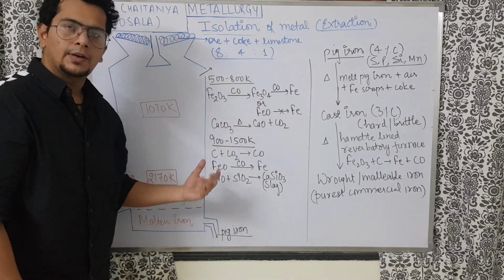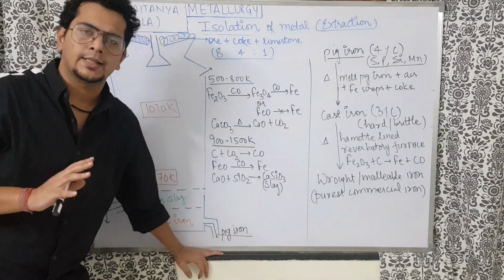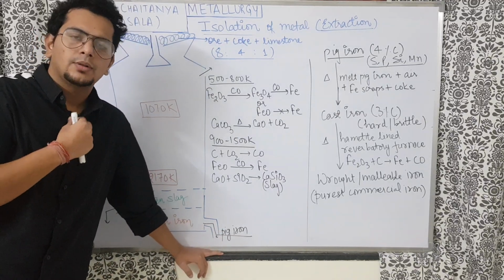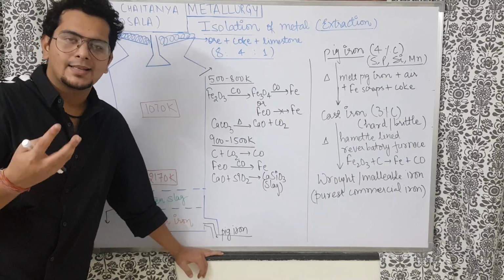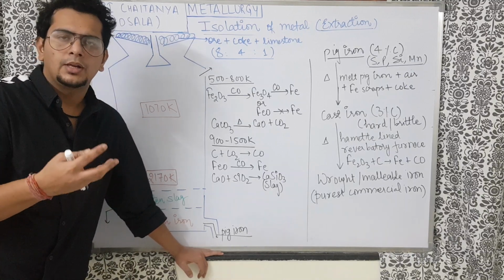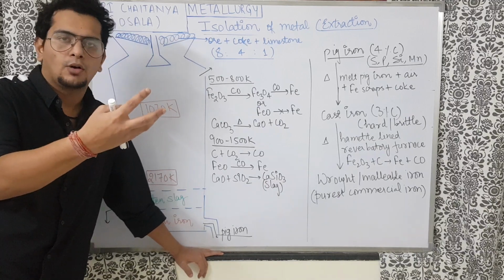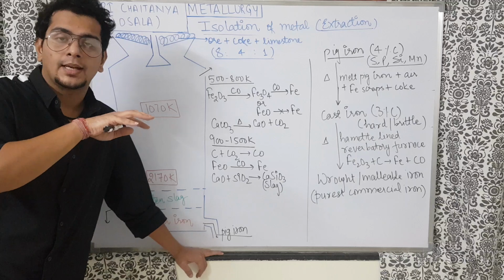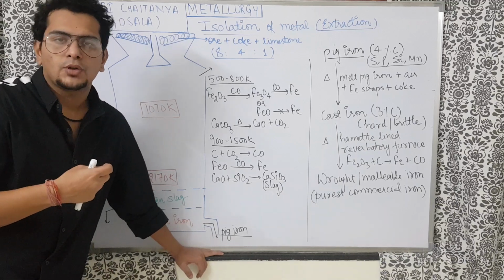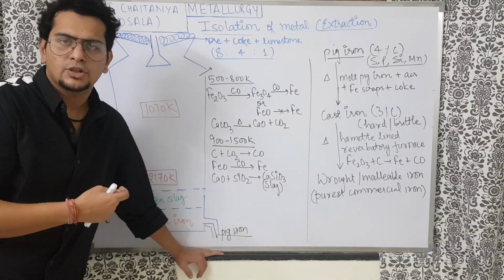Reducing agent, everywhere we will take carbon monoxide, because I just now explained that even though we start from carbon, carbon monoxide being a gas will be able to reach the oxide easily. Because it is a gas, it can travel faster and will reach each and every corner of the oxide and will do majorly the reduction process.